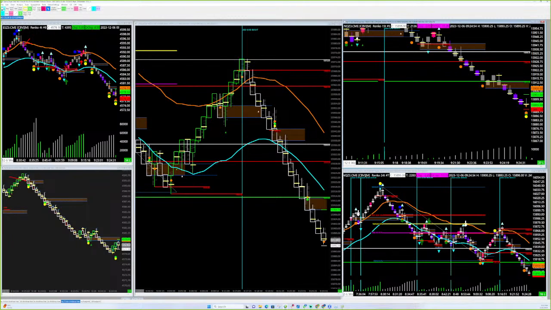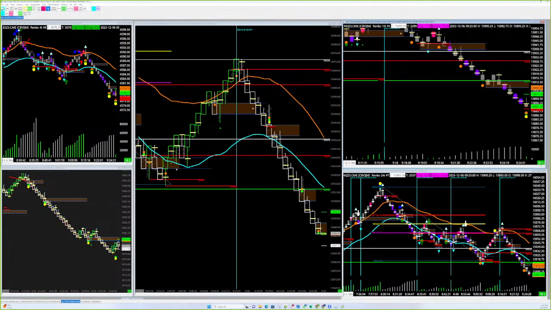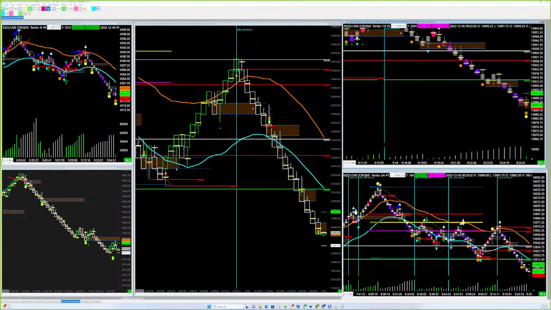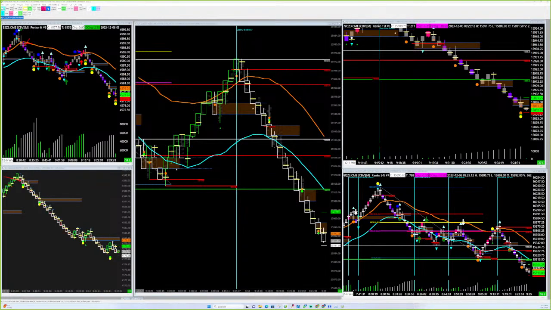They gave the whole thing back, NQ down on the day. Man, that was vicious for bulls. They just trashed those guys. Just brutality.